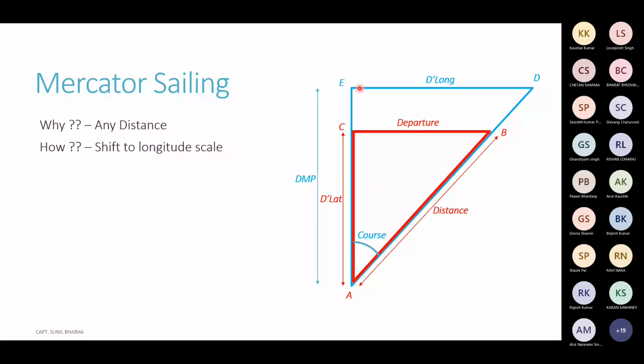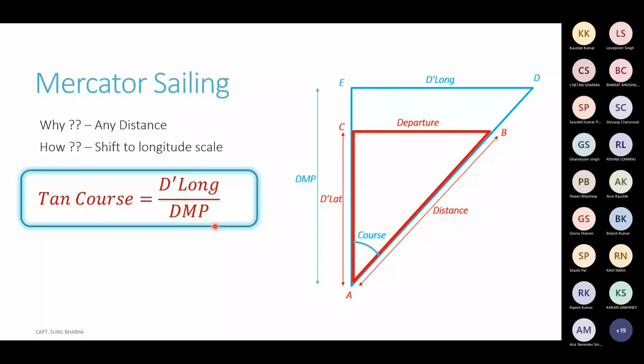Now, how do we use these two sides to get the accurate course and distance? For this, again, we use the trigonometric ratio. The ratio is tangent course. In this case, the tangent course will be perpendicular, which is the d long, divided by the base, which is the DMP. So you see the formula here, tangent course equal to d long upon DMP. This is the only formula which we use in Mercator sailing, the only formula.